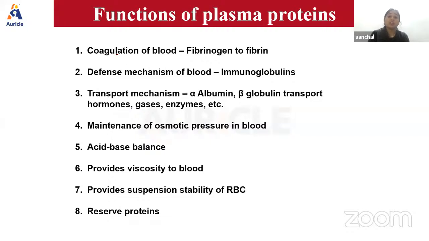Now, the function of plasma protein. We have coagulation of blood, the conversion of fibrinogen to fibrin. Then we have the defense mechanism of blood, which is done by immunoglobulin, a form of globulin. Then the transport mechanism: alpha globulin and beta globulin transport hormones, gases, and some enzymes. Then the maintenance of osmotic blood pressure is very important, and that is done by albumin.